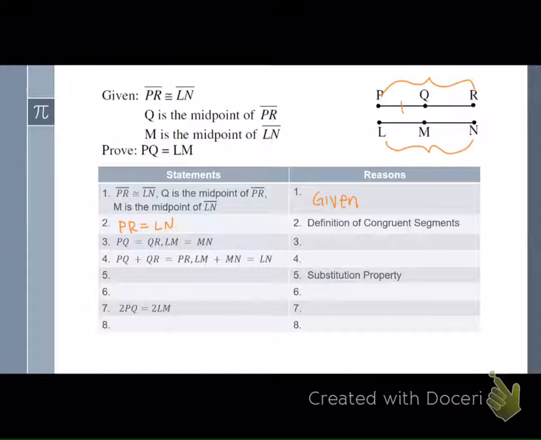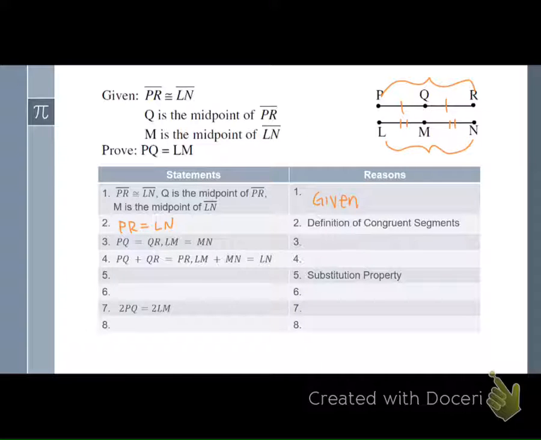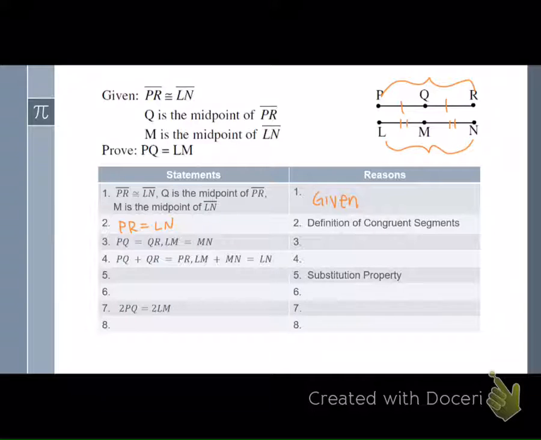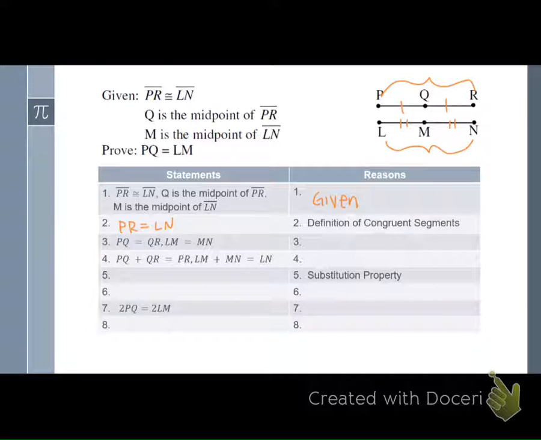And we know Q is the midpoint. And M is the midpoint of LN. And we're going to try to prove that PQ and LM are the same. Why can they say PQ is equal to QR and LM is equal to MN? Why is that allowed? Use your own words first. Why is that allowed to say those two things are equal? Not because they look the same. That's an assumption. What is it in the given information that's allowing us to say that?